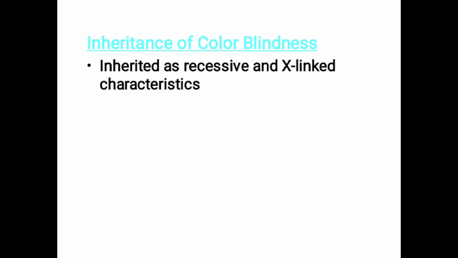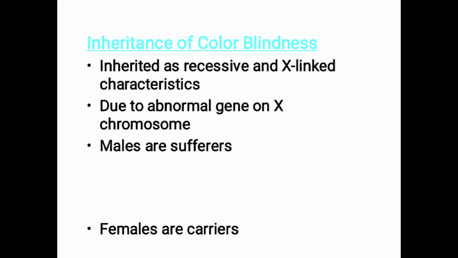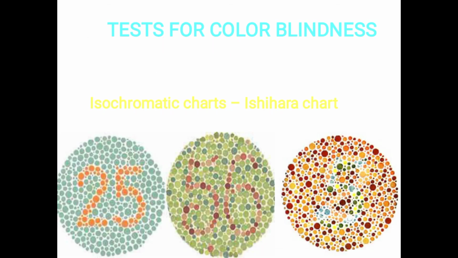One thing is the inheritance of color blindness. It is inherited as a recessive, X-linked genetic disorder. Due to an abnormal gene on the X chromosome, the males are sufferers, and the females are carriers. The female will not get this color blindness. Only males are sufferers.